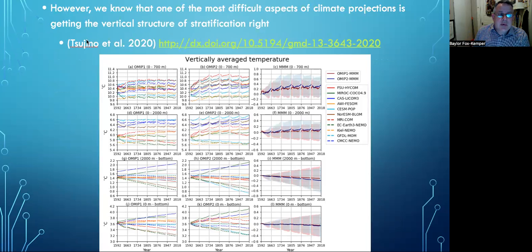Here's just a quick example from the Sugino et al. paper, where we ran a bunch of different models forced with the JRA-55 do forcing product. And you see that from 2000 meters to the bottom, there's a substantial drift in the multi-model mean, but also in the individual models. This makes it extremely hard to understand what's going on and extremely hard to spin up the models. It takes hundreds of thousands of years to do so.